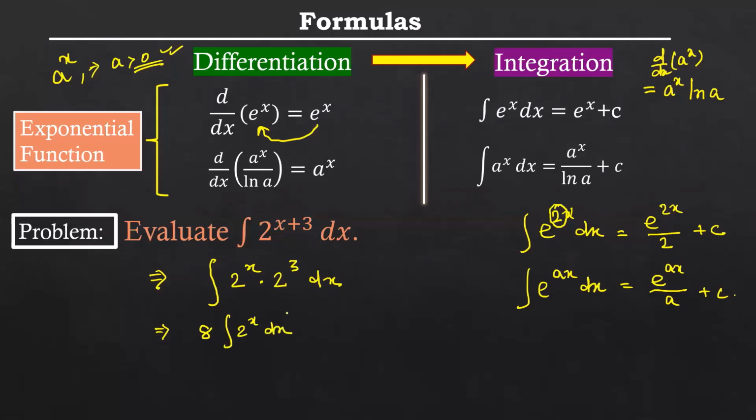Now this is 8, and the integral of 2 to the power x will give you 2 to the power x by ln 2, and then another integrating constant c. And this is your integration. So we can again merge these two functions as 2 to the power x plus 3 by ln of 2 plus c.